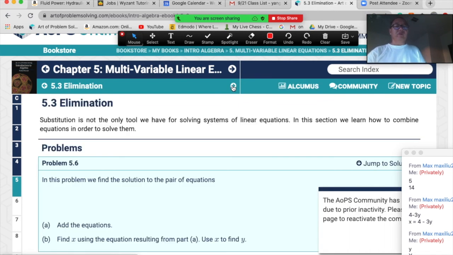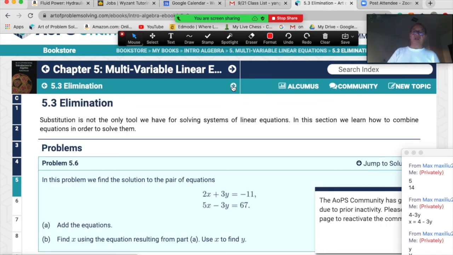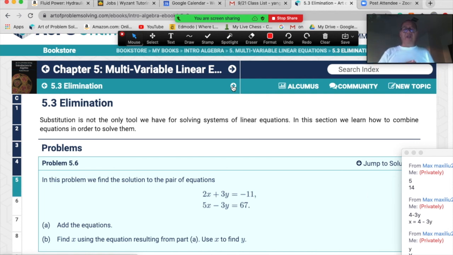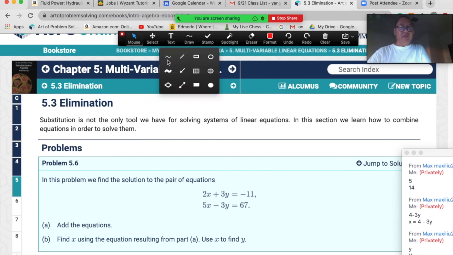Here we need to learn another very efficient way to solve a system of equations. Now let's see this example. Let's see this one, 5.6.